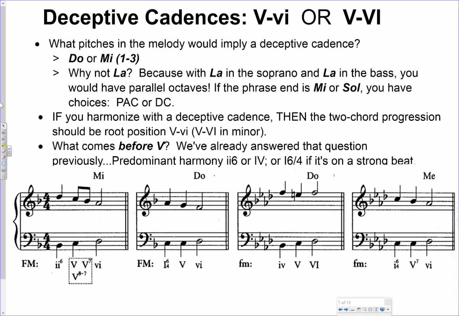Now we're on to deceptive cadences. Deceptive cadences, you know, are major 5 to a minor 6. That is, if we're in a major key, or if we're in a minor key, using a harmonic, we're using a major 5 to a major 6. So, question, what pitches in the melody would imply a deceptive cadence? Think about it. Do would, and Mi would. The first and third scale degrees would imply a deceptive cadence.